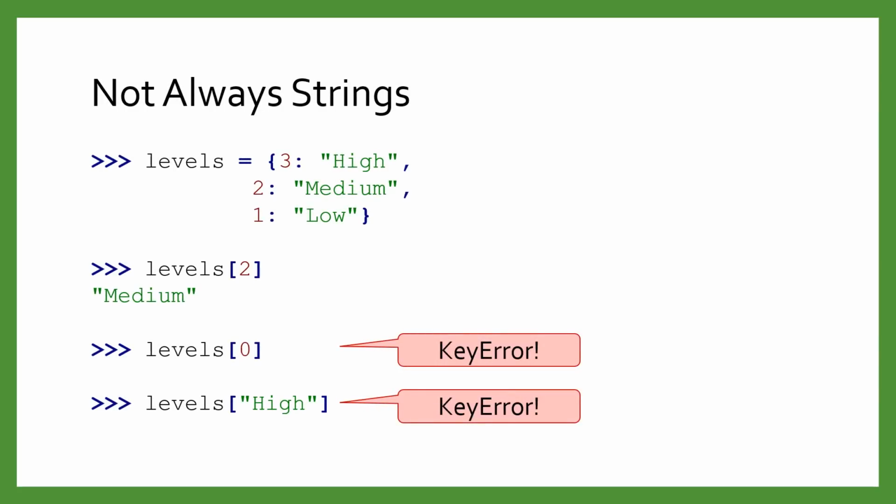Sometimes keys will be strings, but it turns out that anything can be a key. If a dictionary maps integers to strings, for instance, then the keys will be integers. In fact, it is possible for a dictionary lookup to appear just like a list lookup.